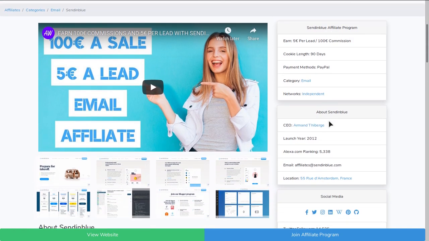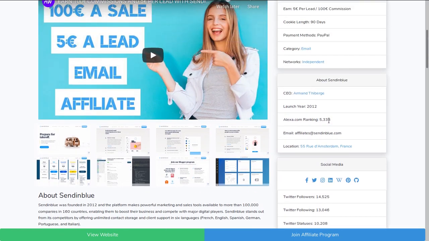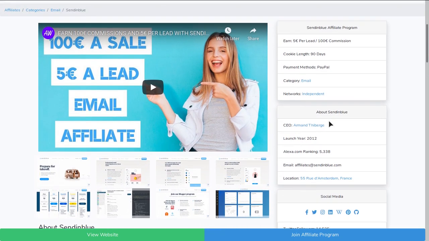And another reason why the email marketing niche is one of the best that I didn't go over is because everybody who creates a website who starts sending out lots of emails is going to need an email marketing company. So this is a very essential business that's not going away. You can see that they've been around in business since 2012. They are on an independent program, so they're not on any affiliate network, and they have an Alexa rank of 5,338, which means they're in the top 5,338 websites in the world. The lower the rank, the better, okay?